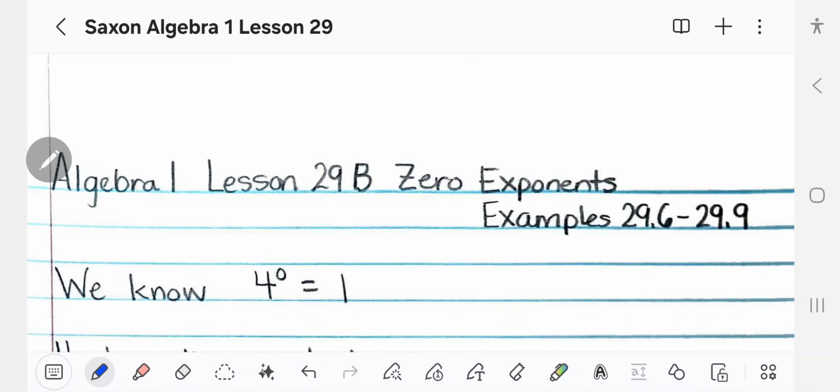This is Algebra 1, Lesson 29b, Zero Exponents, examples 29.6 through 29.9. If you didn't watch the first video from Lesson 29, I encourage you to go back because it's going to explain one way to know why a number to the 0 is equal to 1. Like 4 to the 0 is equal to 1. 5 to the 0 is equal to 1, etc.